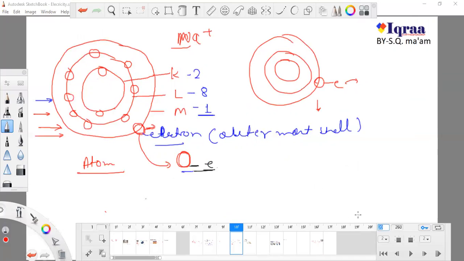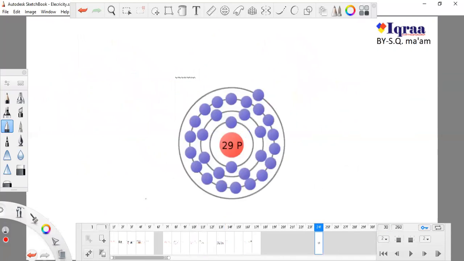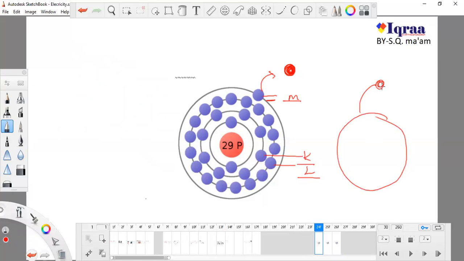So right now I'm using an example. This is my copper atom, and these are the shells of the copper atom: K, L and M. If somehow I make a jerk and make the outermost electron come out, and make sure all these electrons move in a particular direction, then I can say that this is my electric current.